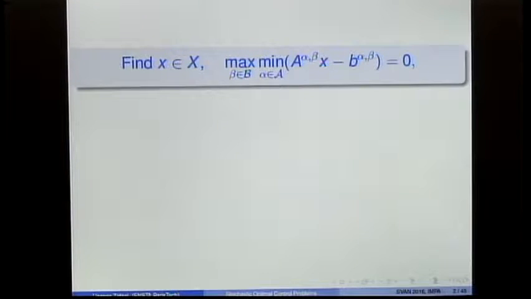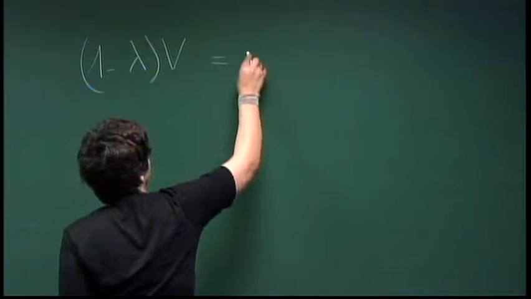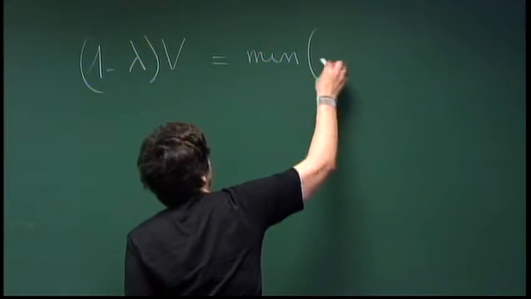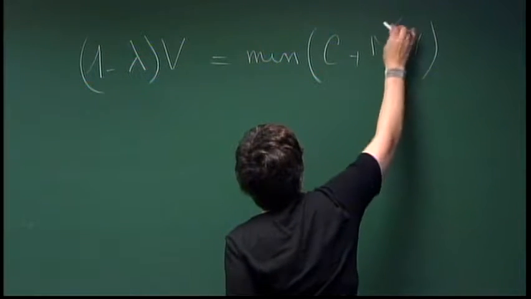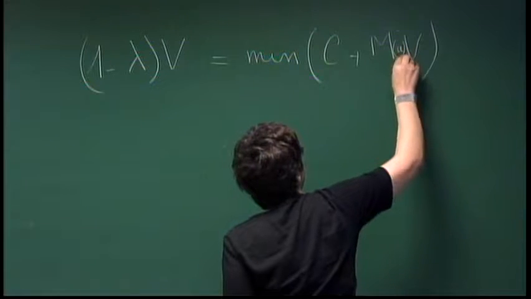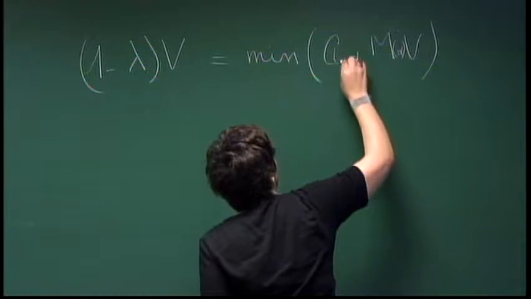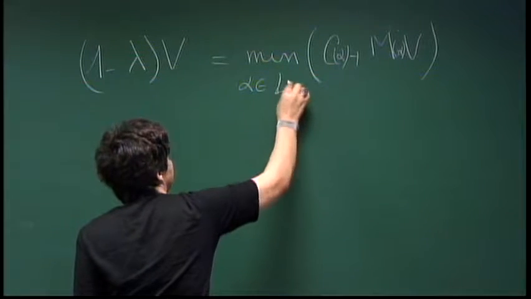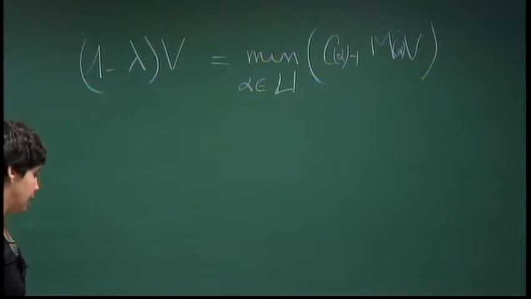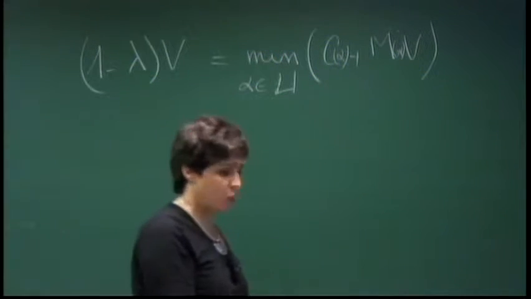So this is the equation I will try to focus on today. If you remember, yesterday we have something like (1 minus lambda) v equal to a minimum of something, c plus Mv. And here we had some controls, u or alpha, and alpha belonging to a given set. Okay, so we had something like that.